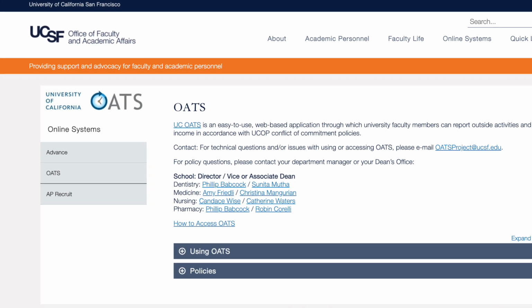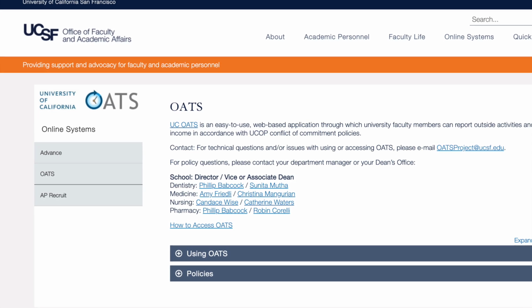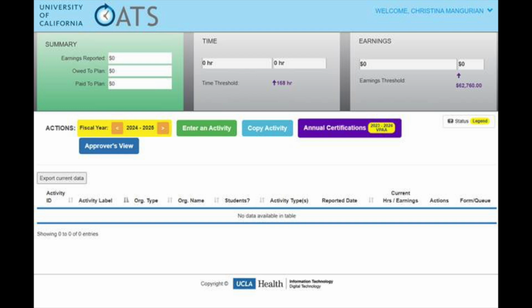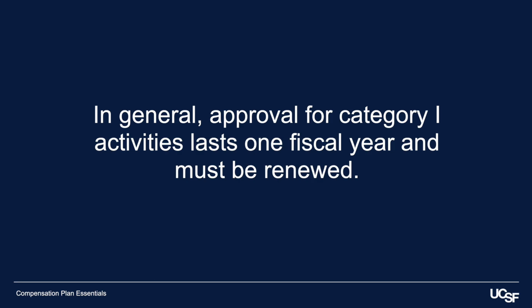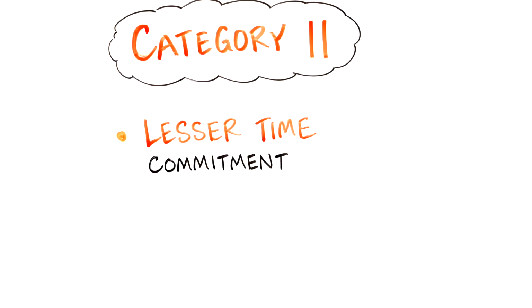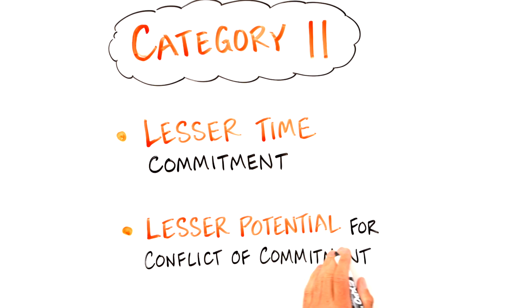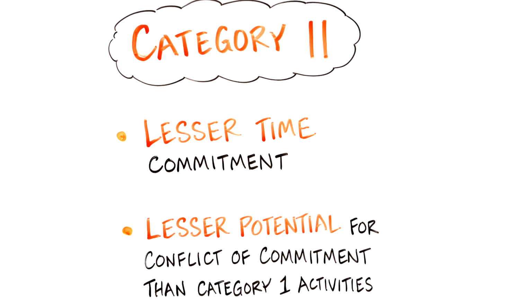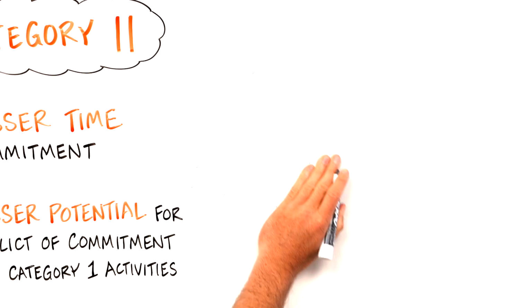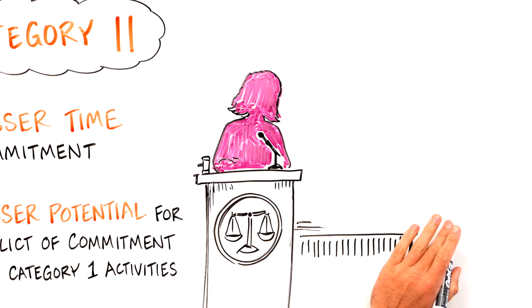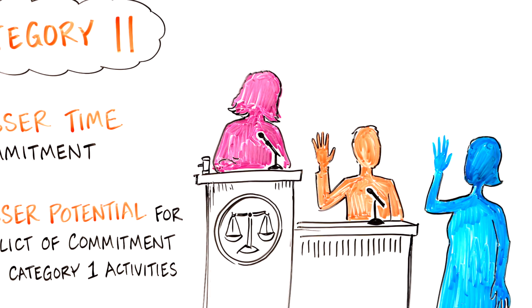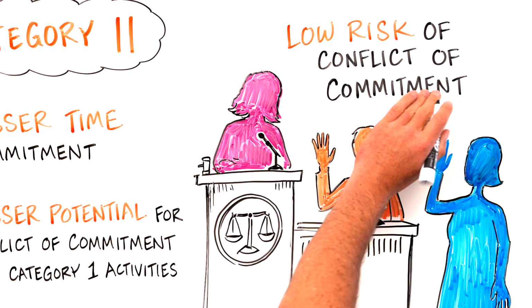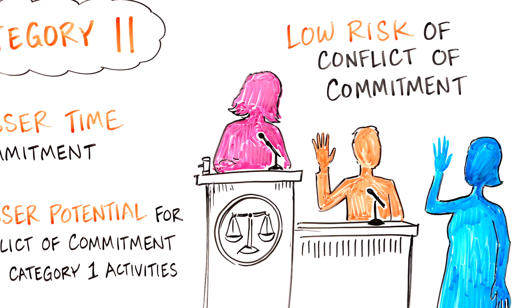Faculty who engage in Category 1 outside professional activities must use the OATS system to obtain prior approval. In general, approval for Category 1 activities lasts 1 fiscal year and must be renewed. Category 2 activities generally have a lesser time commitment and therefore have lesser potential for conflict of commitment than Category 1 activities. Examples of Category 2 activities are outside consulting work, expert witness testimony, and/or serving on a board of directors or scientific advisory board.